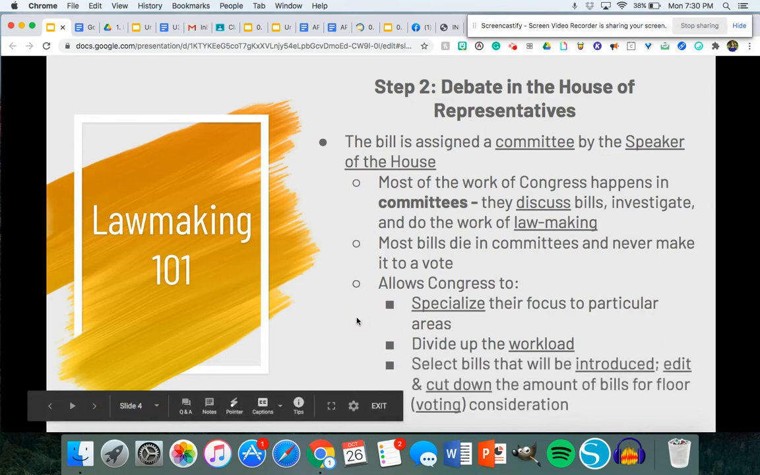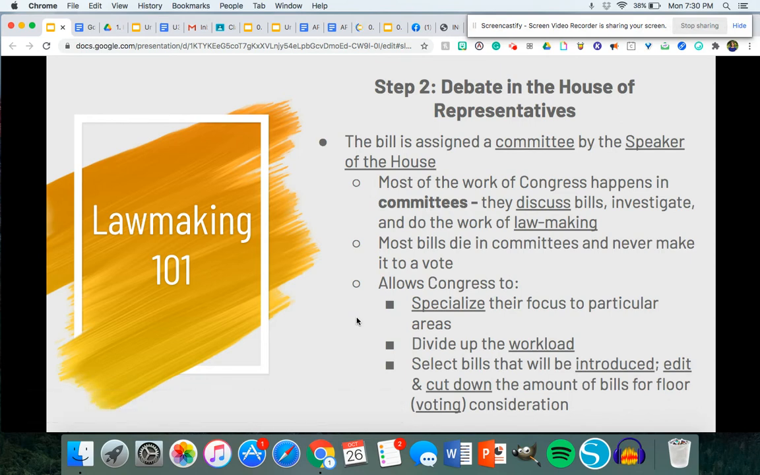And it also helps Congress select the bills that will be introduced and edited, and it cuts down the number of bills for floor or voting consideration. It's making sure that the bills that are necessary and need to be voted on by the entirety of Congress are actually the ones that make it there, versus the smaller, less thought-out bills.